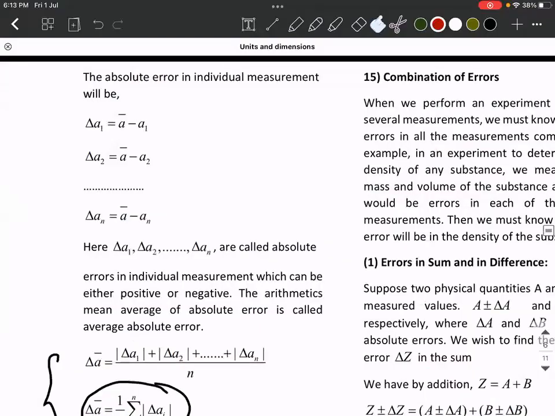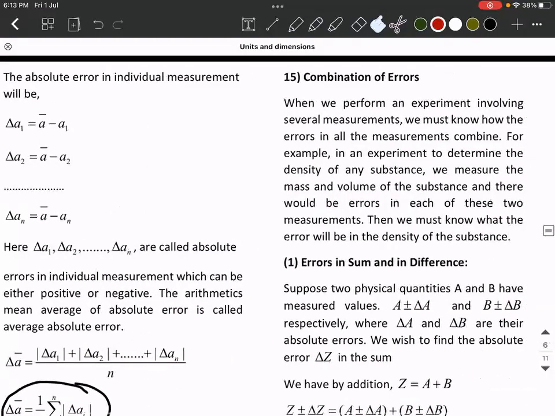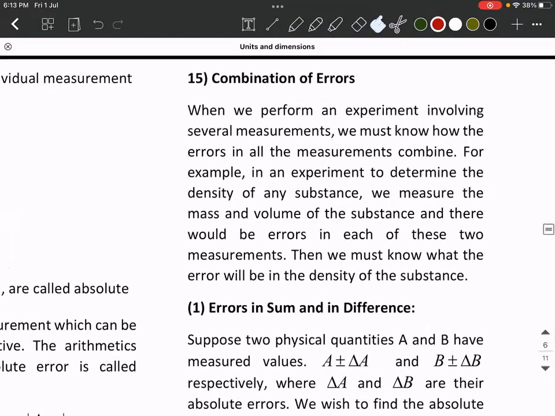So can you repeat that, sir? Are you able to hear me is what I'm asking. Now I'm able to hear you.